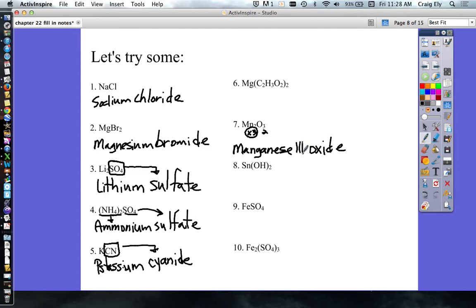So this 3, we're going to put the Roman numeral 3 here in parentheses. This 3 represents the charge for manganese. Now the 2 with the oxygen, we don't need to do anything with that. Remember, oxygen is a non-metal, so we don't have to worry about that. But you do have to do this. If you were just to write manganese oxide, technically that would be wrong. When you have a transition metal, you have to make sure you check whether you need a Roman numeral or not.